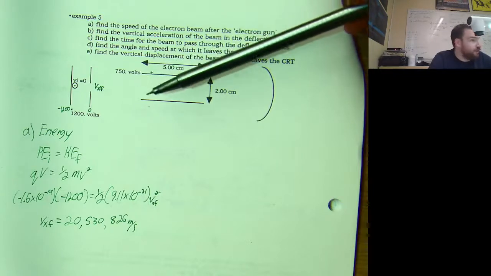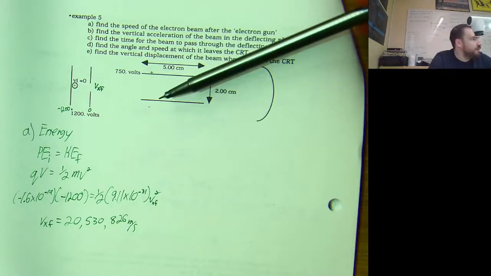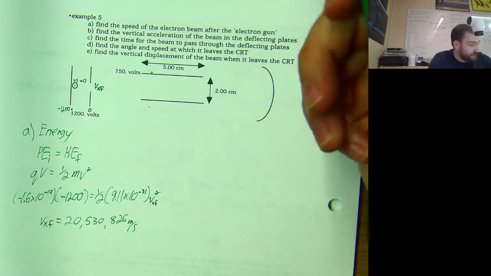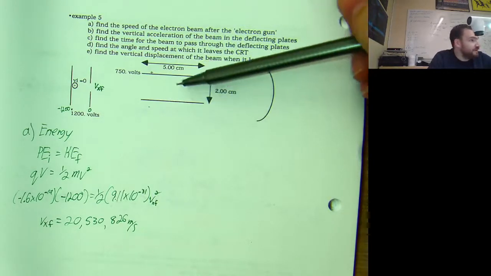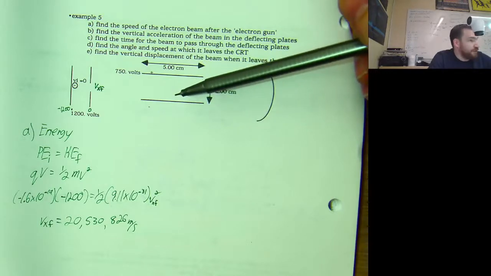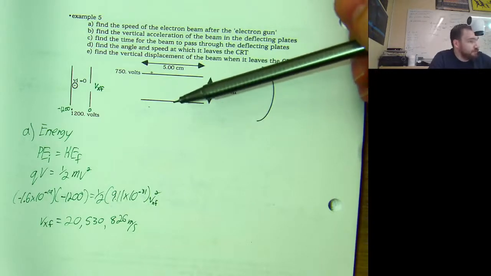If there is air in here, which there isn't, it's a vacuum tube, which is why the glass on the front of these TVs is so thick. If there was air inside here, the electron would hit it and it would get absorbed by the molecule.